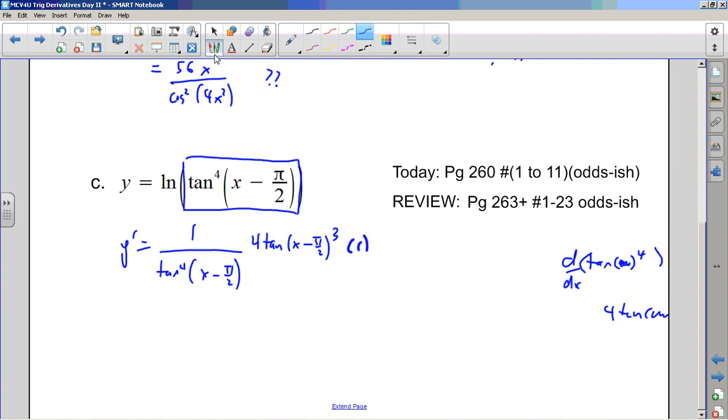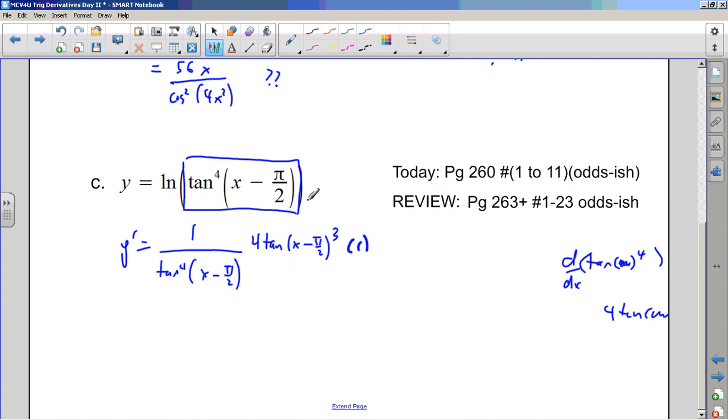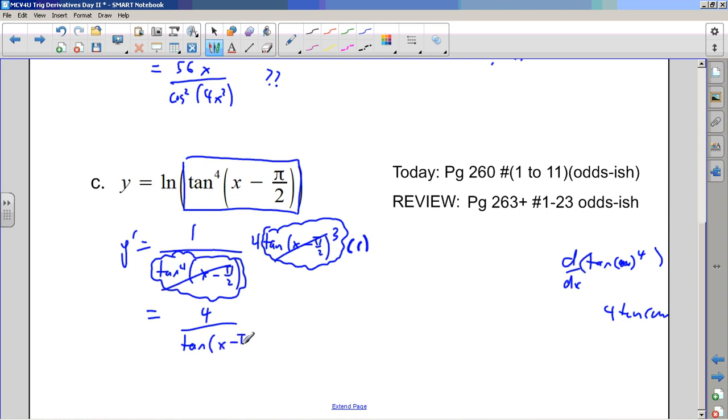So I guess we're starting to poop out here. But is there some simplifying I can do? Absolutely, there's some simplifying I can do here, because there are 3 copies of tan of x minus pi over 2 on the top, and 4 on the bottom. So I have them cancel, just 4 on the top, tan of x minus pi over 2 on the bottom.